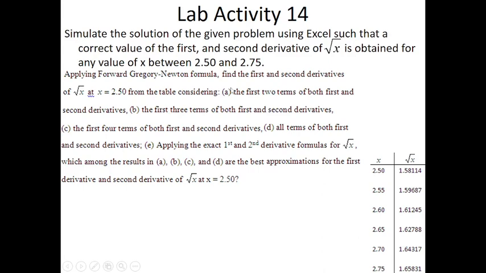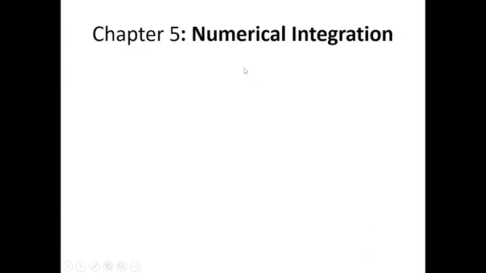Okay, hello everyone. So this is the last slide I have presented. We now move on with our next topic called numerical integration.